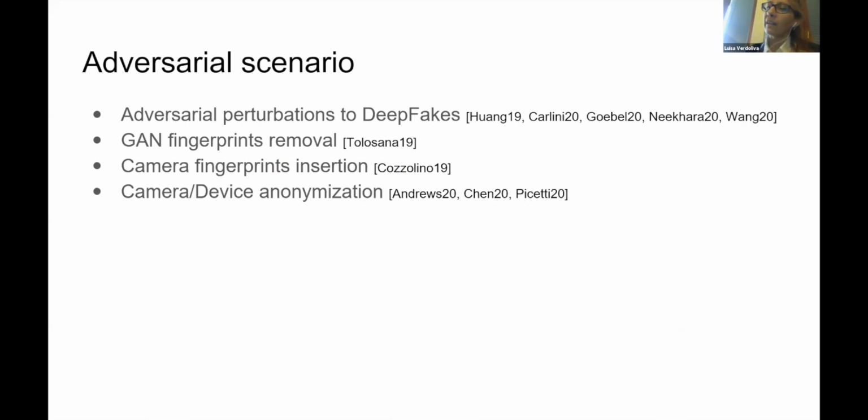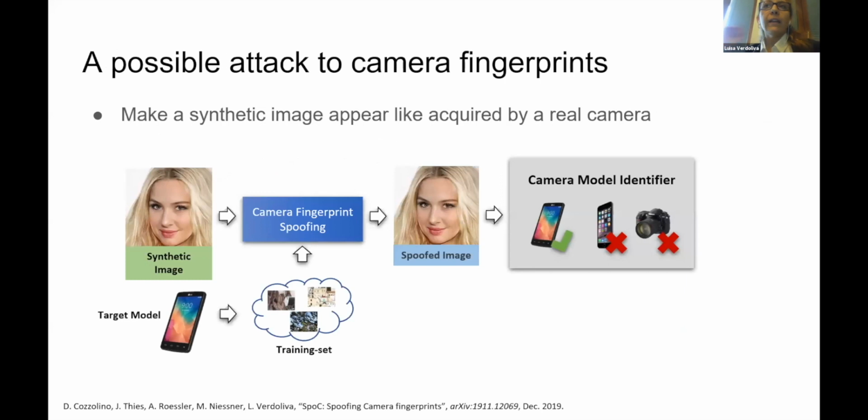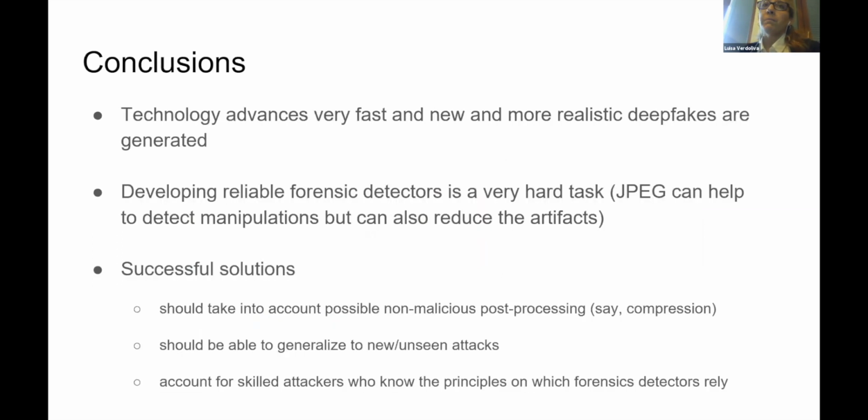It is very important that whenever you have to develop a method, you also have to think about possible attacks. And indeed, we worked also on this because we needed to understand to which extent we could trust camera fingerprints. So we took a GAN image and we inserted in this image the camera fingerprint, and then tried to understand if the detector was able to detect the image as synthetic or not.